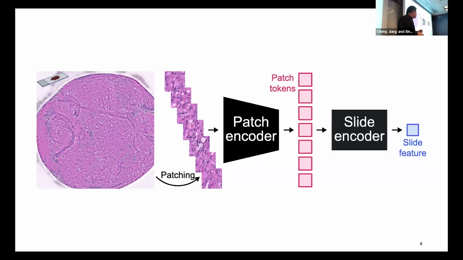Once we have that, we then use a slide encoder that takes in the output of our patch encoder, going from the patch tokens to some kind of slide embedding. So we have this two-stage approach. This approach can also be called multiple instance learning, or the MIL approach, and it has been an established pipeline for how we have been processing these data.